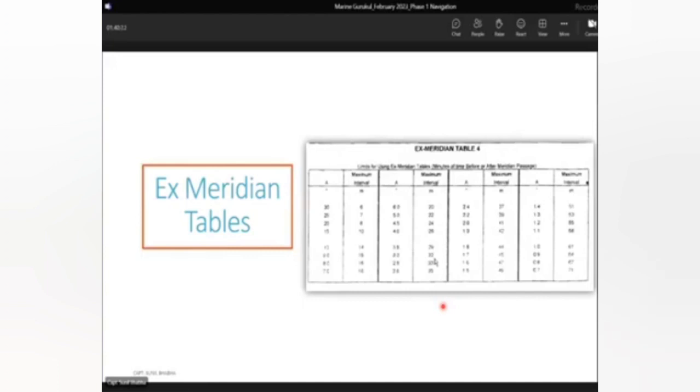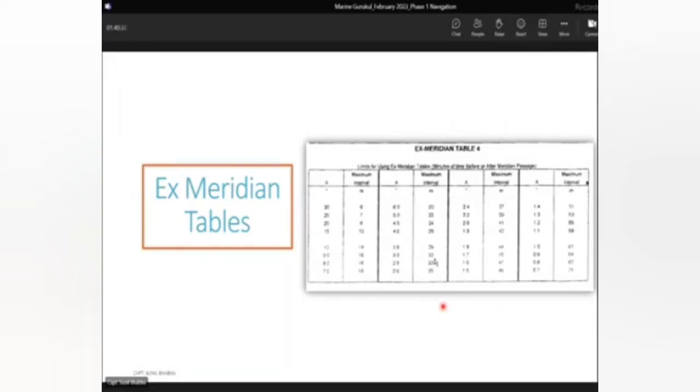Coming to the third method, intercept. Intercept has no restriction. You can use it any time of your choice. Method number 4, X meridian method. The X meridian method can be used only within the X meridian limit. And method number 5, Polaris. Polaris also can be used at any time provided Polaris is visible to you. This is the summary.